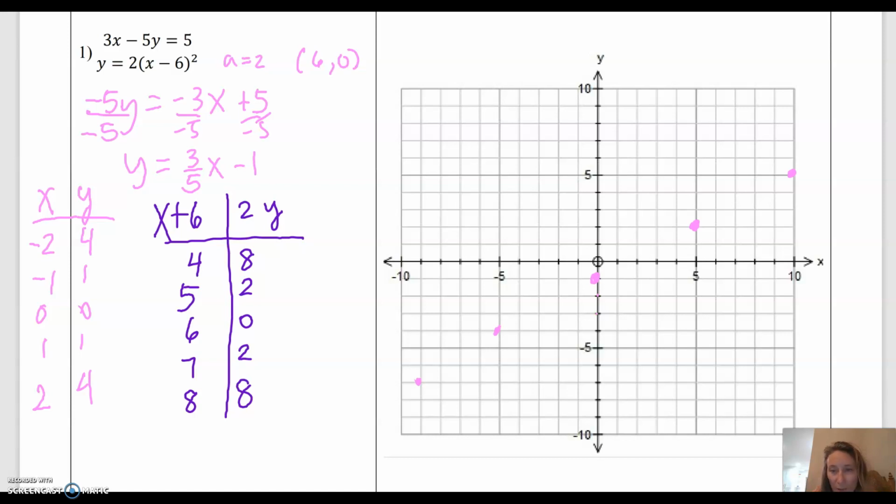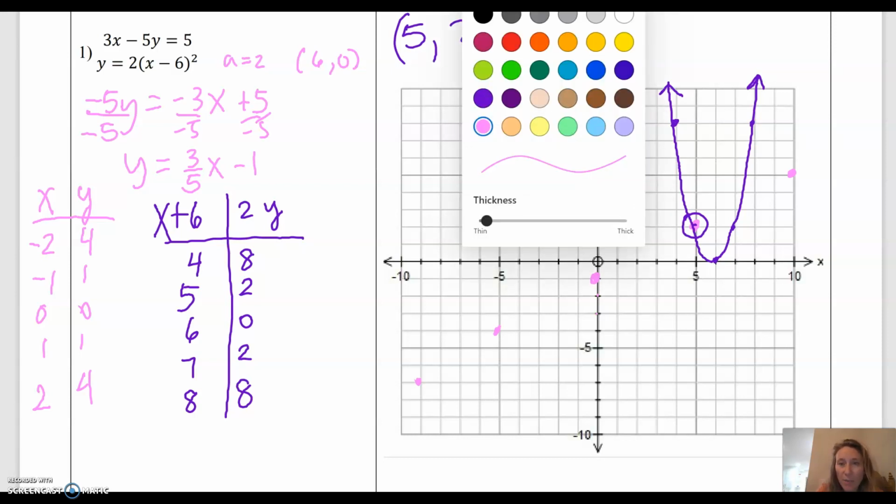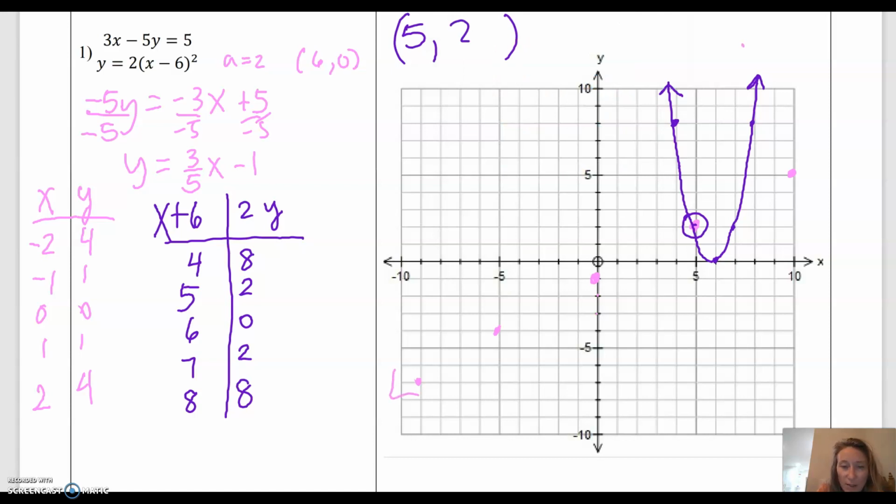4, 8. Here's 4, and here's 8. 5, 2, winner, winner. 6, 0, 7 comma 2, and then 8 for x and 8 for y. So I'm going to pull. Okay. So I got one of my solutions for sure. Let me write that down. It's 5 comma 2 because I found that was where they were intersecting. And I have to sketch my line. I should have connected these dots.